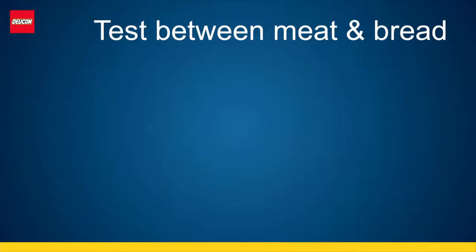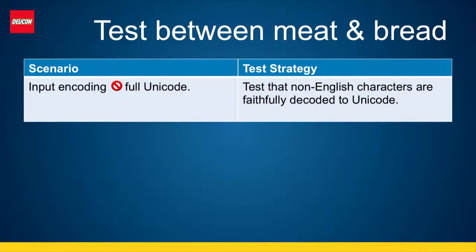Here's a handy table of how to test regions of your system when you're dealing with certain encodings. First scenario is when you're using an input encoding that does not support full Unicode. You want to test that non-English characters are faithfully decoded to Unicode. The reason English is a bad choice, so are Arabic numerals 0 through 9, is because many encodings have identical byte values for those symbols, and so it's a poor test choice. You won't get good results. You want to test things that are outside of ASCII characters. We'll get into what ASCII is a little bit later.